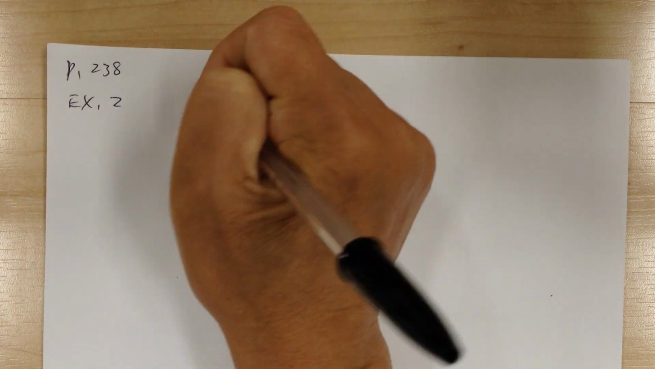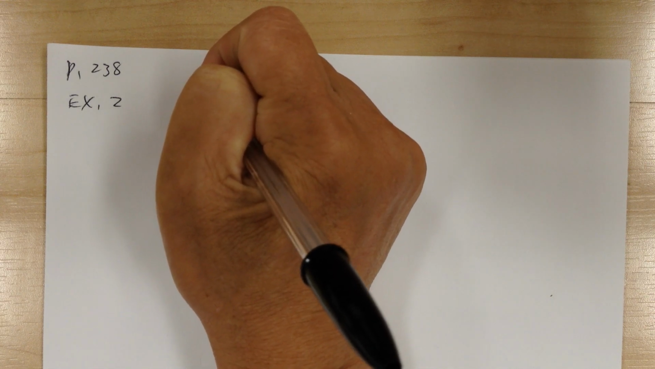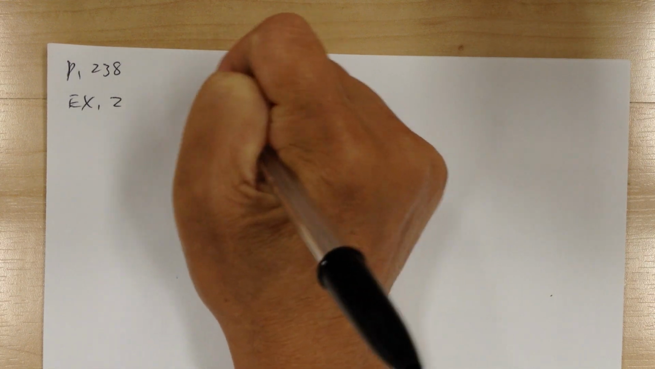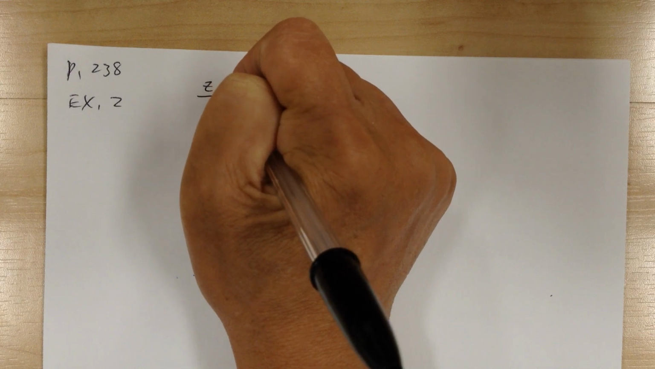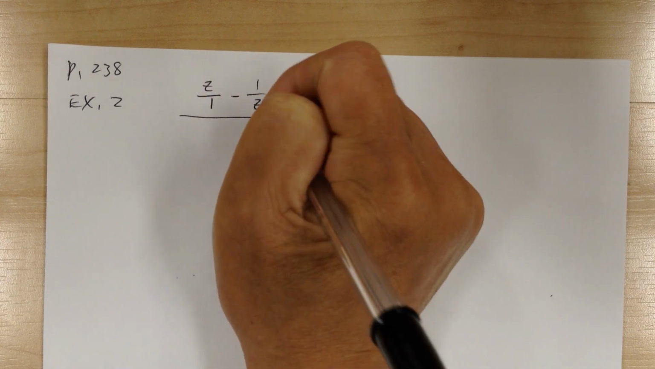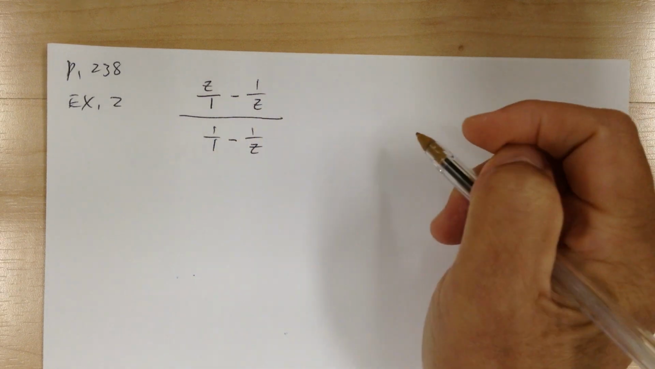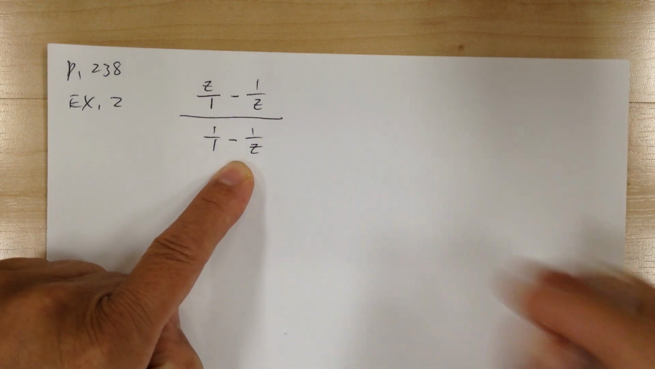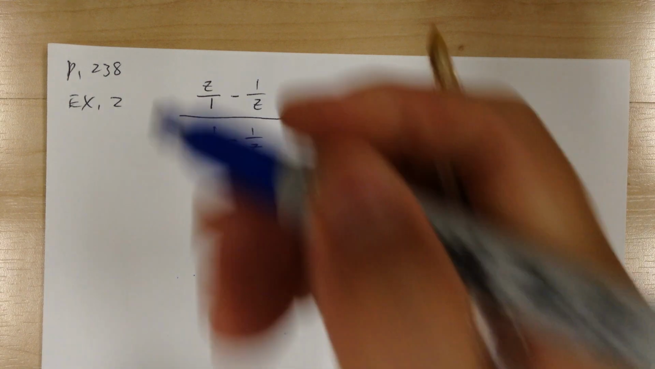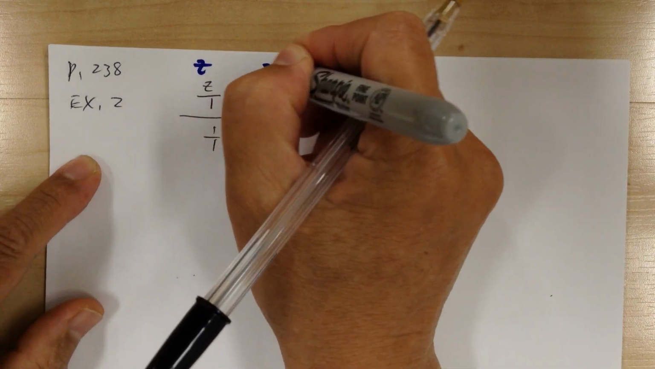Okay, let's go to example 2. So you got, again, when you copy the part, I'm going to make it z over 1 instead of just z, minus 1 over z, over 1 over 1 minus 1 over z. Okay, so this one is fairly easy. Your LCD is going to be just z. Okay, so I'm going to multiply everything by z.